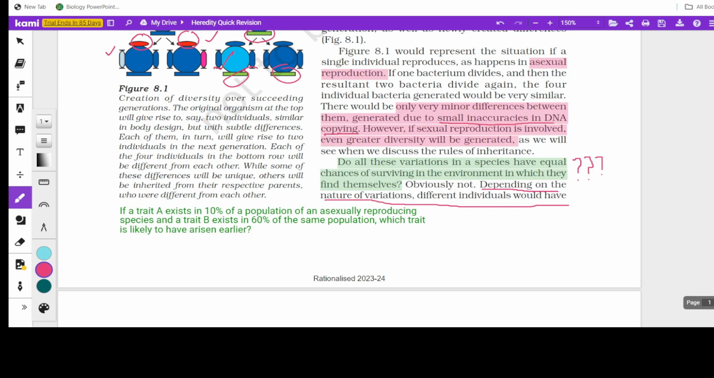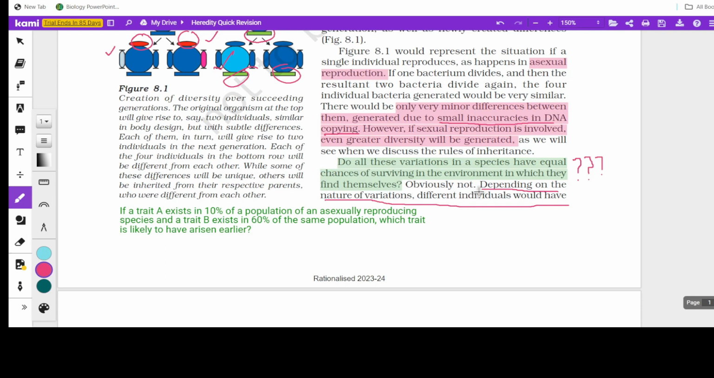Then in sexual reproduction, even greater diversity will be generated. That is, more variations or more changes are made possible in sexual reproduction because there is a mixing of two different sets of chromosomes. Fine. Now, this is yet another question. Do all these variations in a species have equal chances of survival in the environment in which they find themselves? So the answer follows there itself.